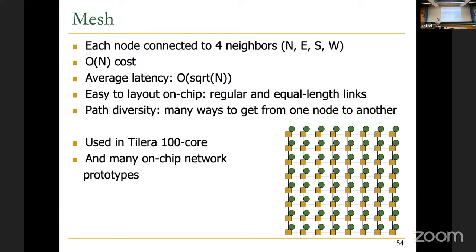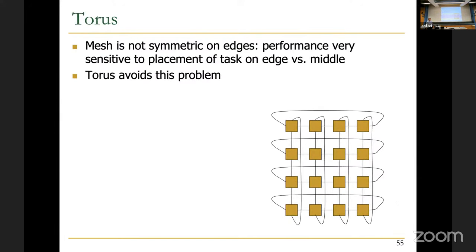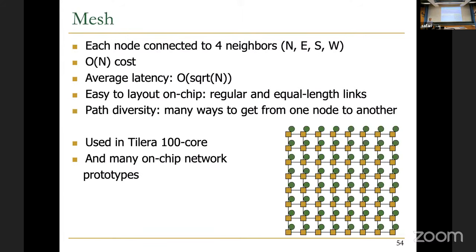You have more feasibility to better balance the load in the network, and you will have better bandwidth. So mesh network has been used also in Tilera, for example, and many on-chip network prototypes. Torus is actually coming from ring. If you multiply ring topologies, you will reach the torus network. It's just, again, like mesh, but the difference is that you need to make a ring. So you need to add the wraparound links to make a torus.